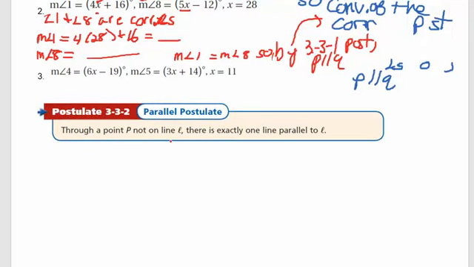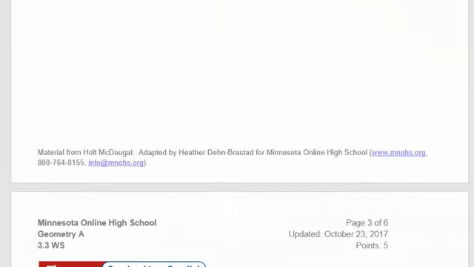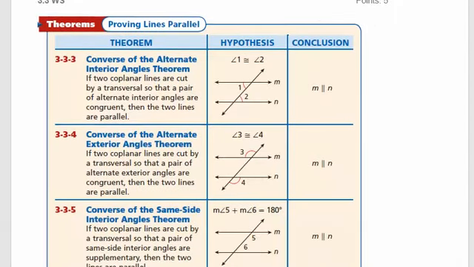Okay, here's another one. The parallel postulate says through a point P not on line L, there's exactly one line parallel to line L. So if you have a line L and a point not on it, there's only one way to draw a line through P that will be parallel to L. Any other line you draw would not be parallel to L. This is only true for the kind of geometry we were doing. If you're talking about 3D space, it actually changes, but we're just working with Euclidean geometry, so we'll stick with that.